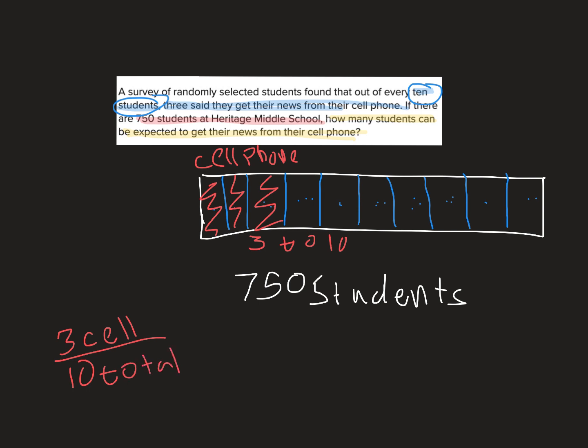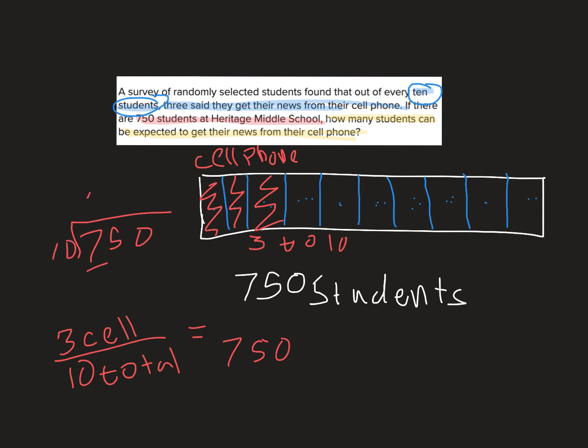Okay. We want that to be equivalent or equal to our 750 students. So if I'm going to split up my 750 students amongst all of these equally, that means I'm going to divide. To split something up is to divide. That's what division means. So 750 divided by 10 equal parts.